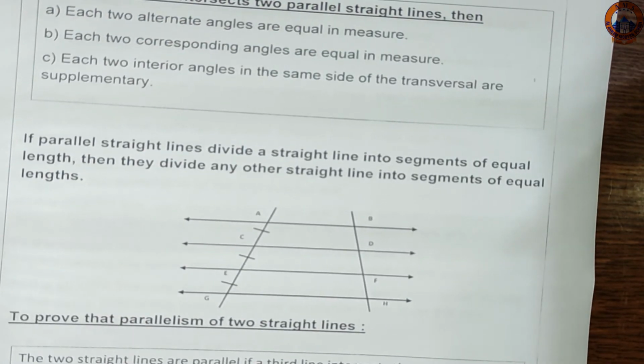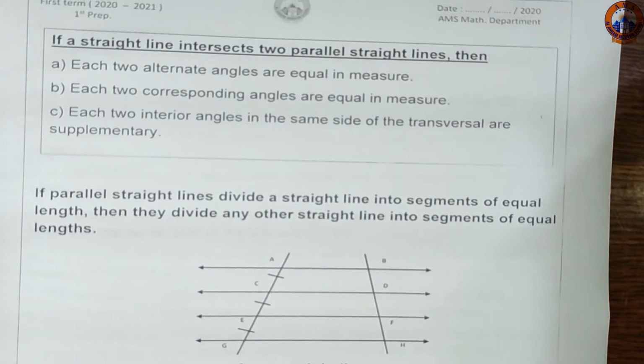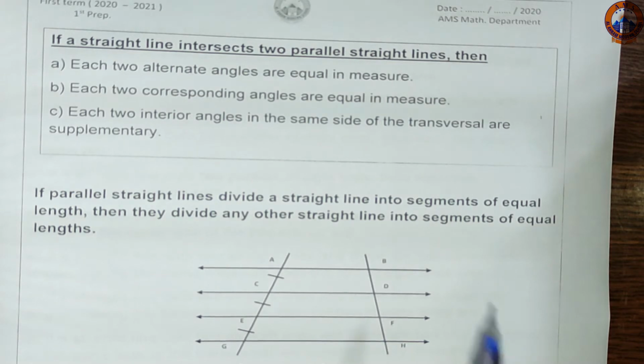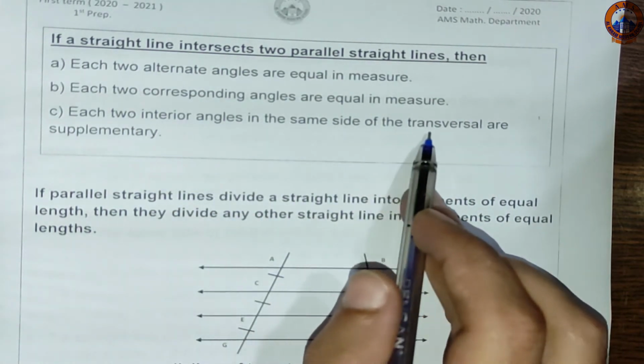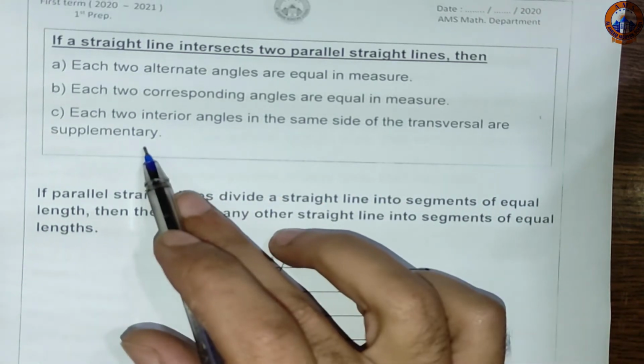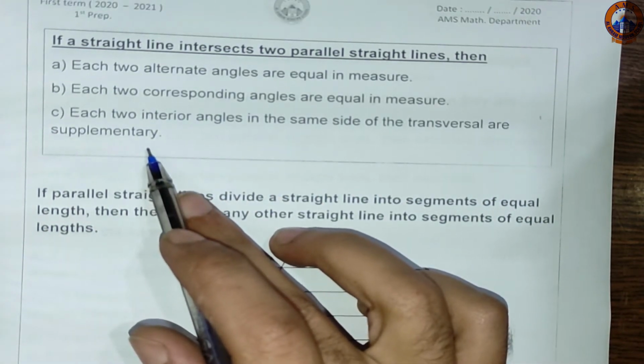Let's summarize what we said. If a straight line intersects two parallel straight lines, then each two alternate angles are equal in measure, each two corresponding angles are equal in measure, and each two interior angles on the same side of a transversal are supplementary, which means their sum is 180.